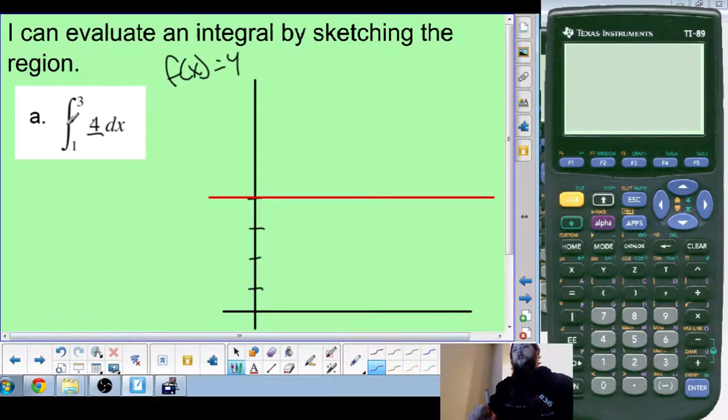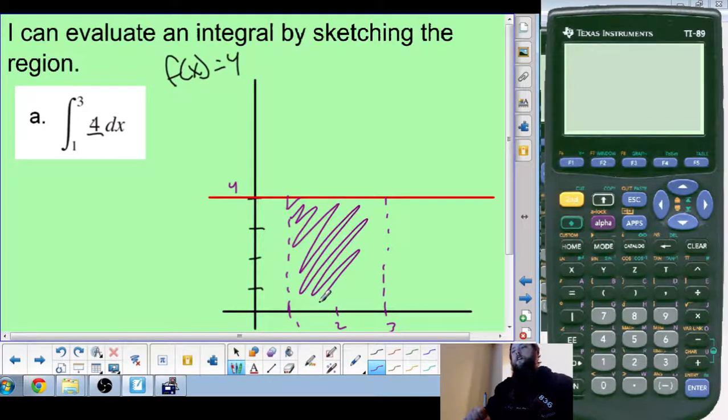And in your bounds, your upper and lower are at 1 and 3. So 1 I'm going to put here, 2, 3. So 1, 2, 3. And this is at 4. Actually, let's make it a dotted line. So I'm going from this area right here to this area right here. And I want to find the area of this region.